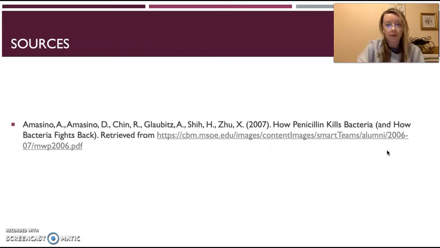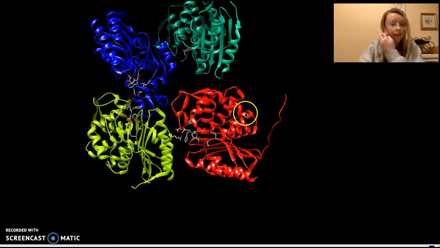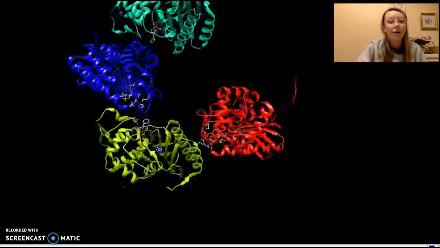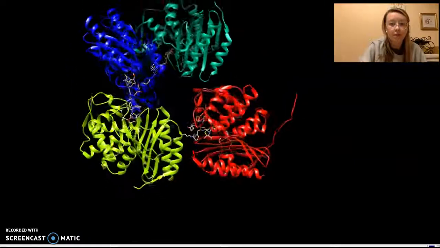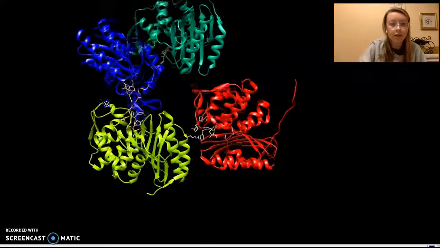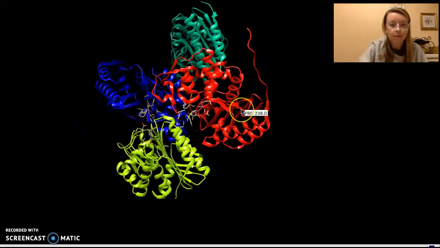This is my one source that I used, and I'm going to move over to Chimera here. I finally figured it out this week. So here we have 4 proteins with penicillin bound to them. I'm going to zoom in on this red one.